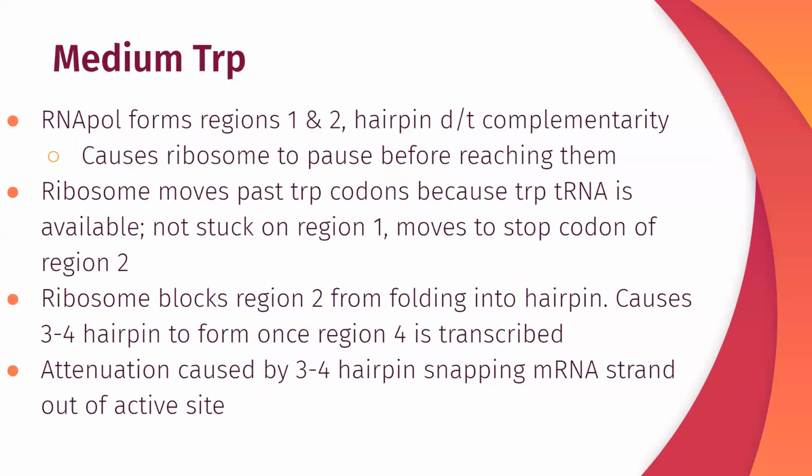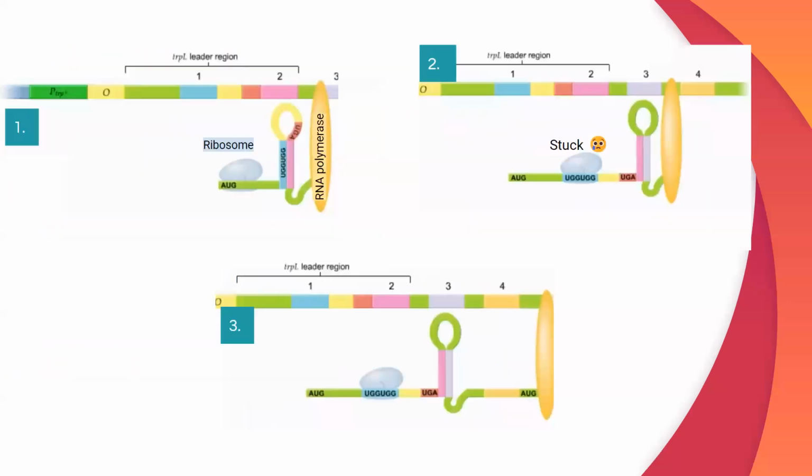So here, let's see. When our ribosome stops at the trp codon because there isn't trp tRNA, then region 1 won't be able to form a hairpin because it has the ribosome sitting on top of it.